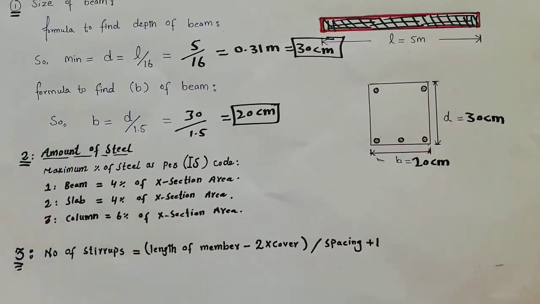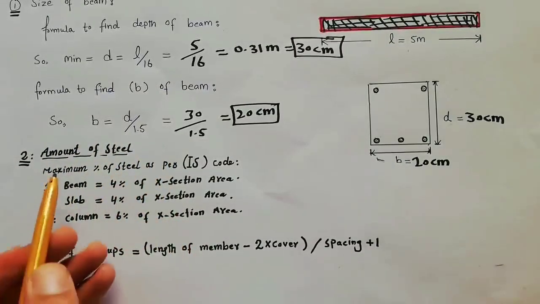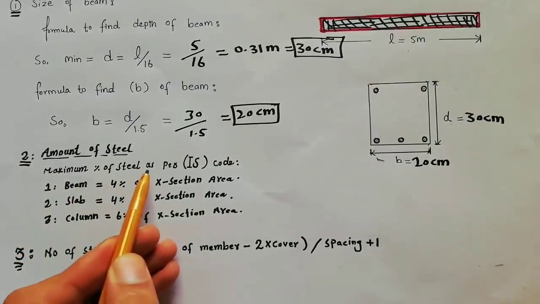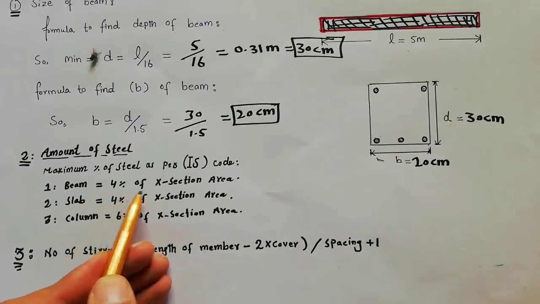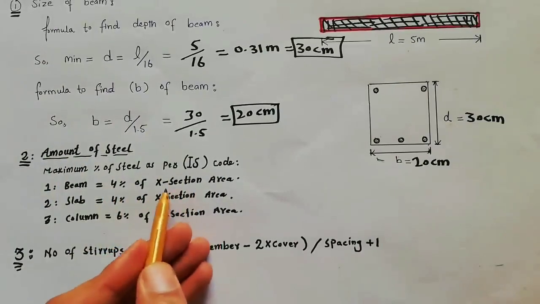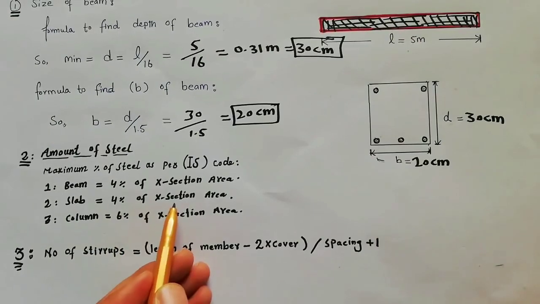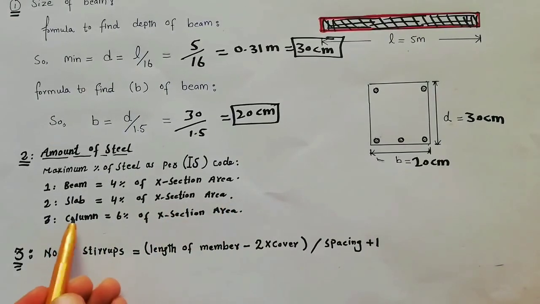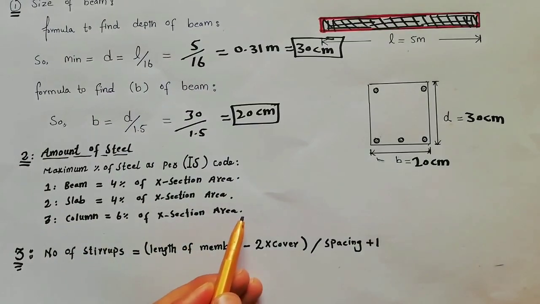And second tip, you can learn amount of steel for different structure. So maximum percentage of steel as per IS code: for beam, 4% of cross section area. For slab, 4% of cross sectional area. And for column, 6% of cross section area.